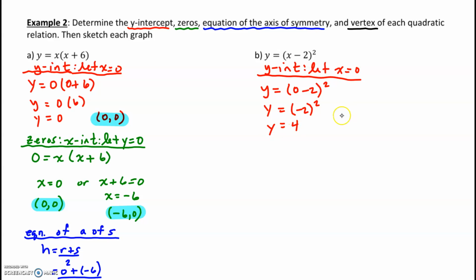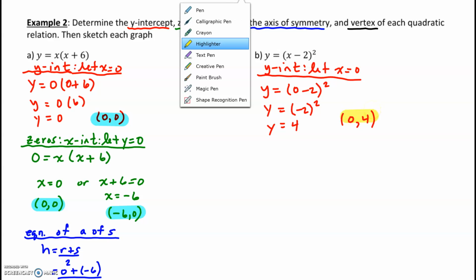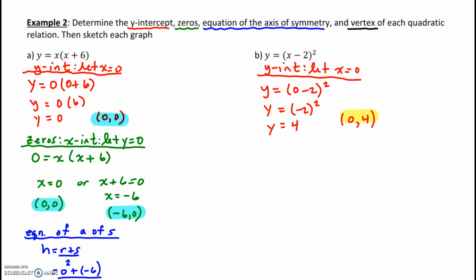Okay, so we can go ahead and write that as an ordered pair. So my x value is 0, my y value is 4, and that will be our first point that we'll use to graph our parabola. Okay, next we're going to go ahead and find our zeros.